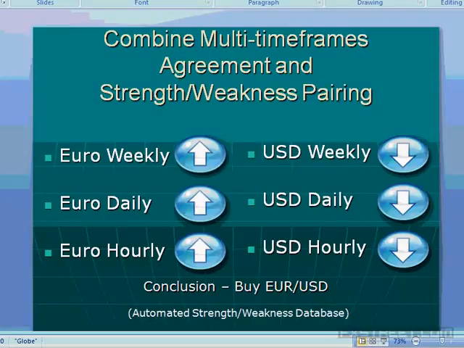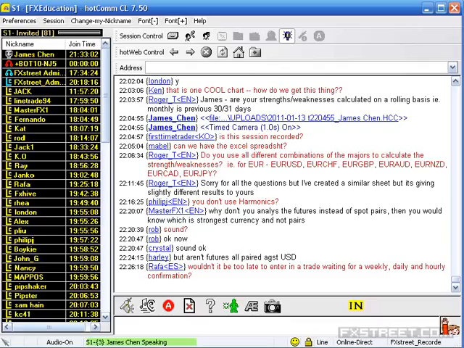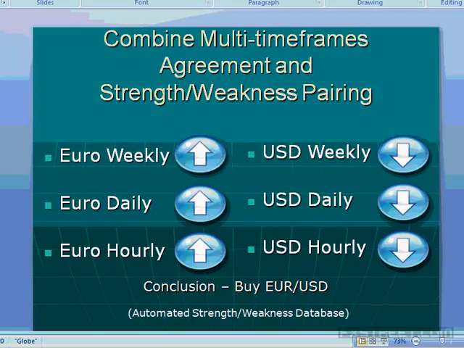Now, I have a question here: why don't you analyze the futures instead of spot pairs? Then you would know which is the strongest currency, and not the pairs. All of the currencies, whether in the spot market or the futures market, you have to trade in pairs. If you're trading euro futures, you're basically trading the euro relative to the U.S. dollar. It really cannot be done on an absolute basis. It has to be done on a relative basis.